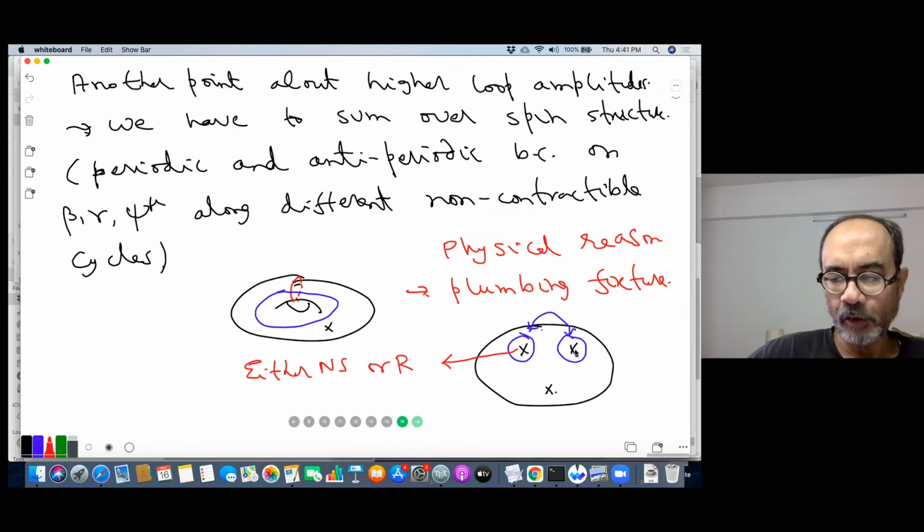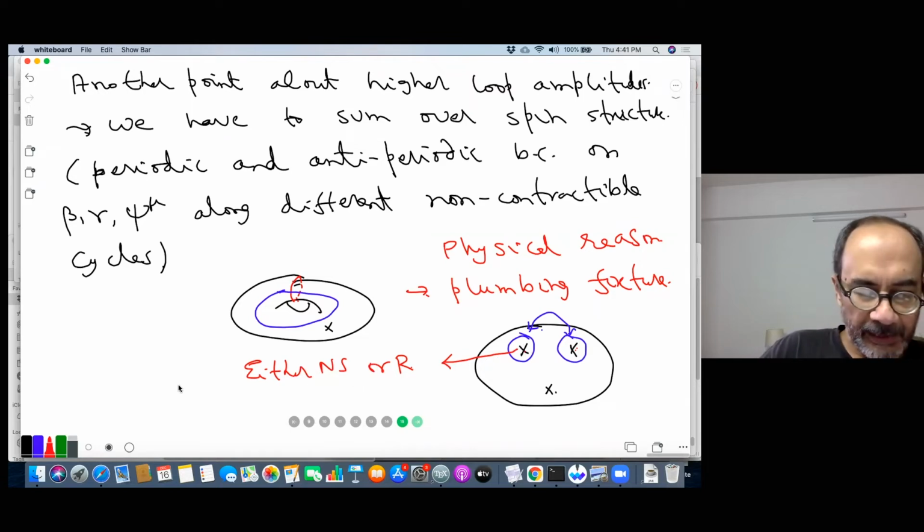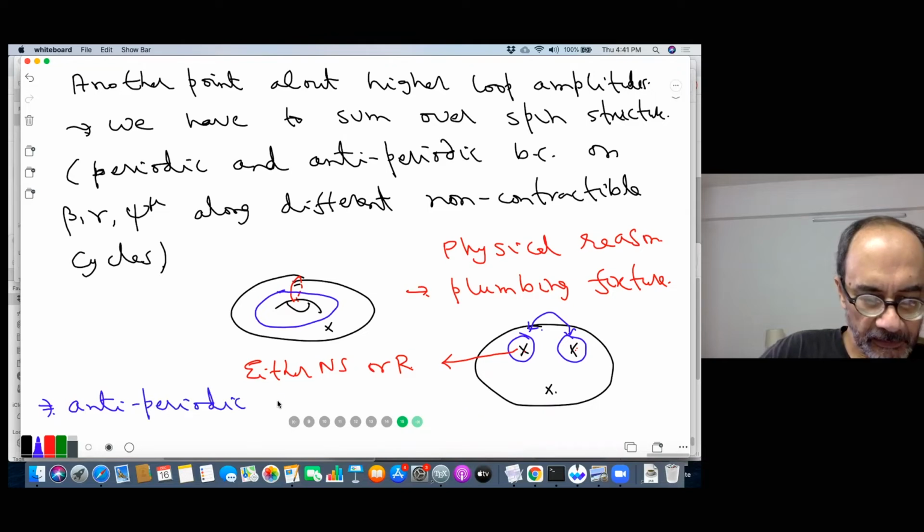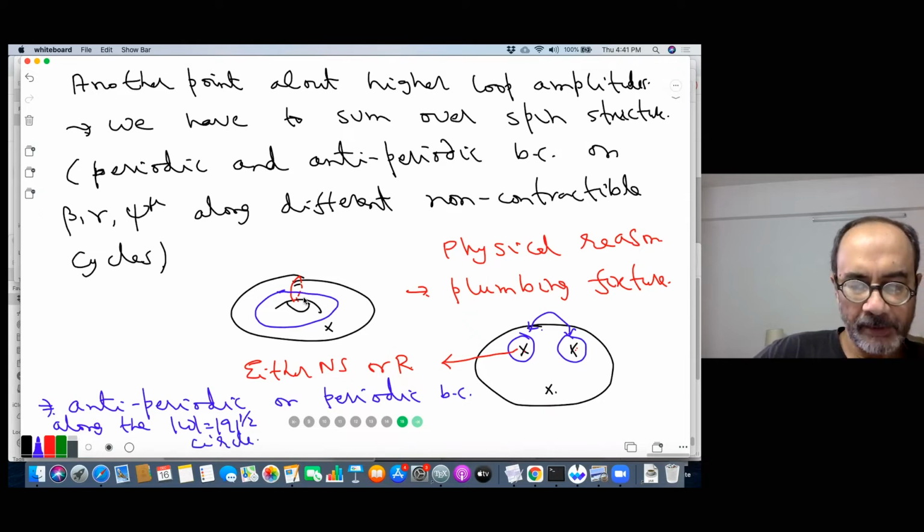If this is NS, this also has to be NS. If this is R, this has to be R, right? Because otherwise the inner product just vanishes. So this can be either NS or R. And this means that this corresponds to anti-periodic or periodic boundary condition along the mod W equal to mod Q to the half circle. And that of course becomes one of the non-contractible cycles on the torus.